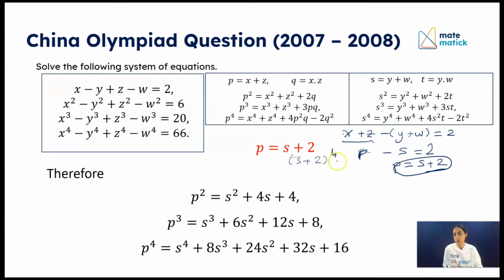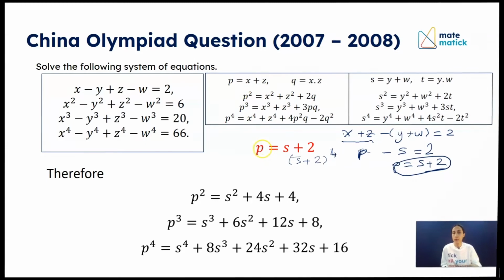Just like this. So now we have p squared, p cubed, and p to the power of 4 in terms of s. And here we have these values in terms of x's and z's. So now what we can do is make these equal to each other. Let's see what we will have.